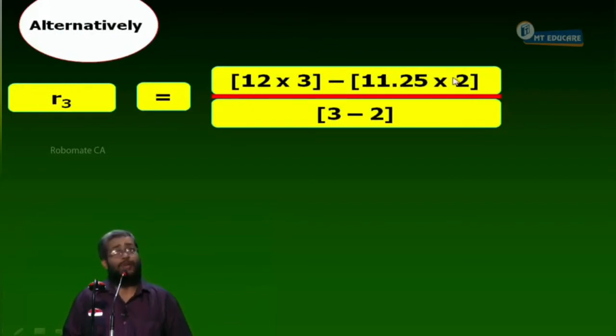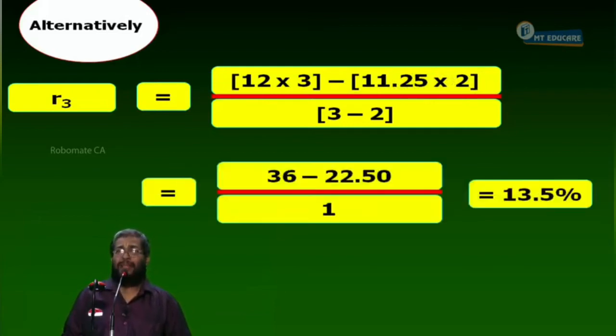If I invest in a 2-year bond, I earn 11.25% for 2 years, 22.5%. The third year I am earning a rate of how much percent? 13.5%. This method I call as what method? Bootstrap method for calculating the forward rates. Yes or no? When can I use a bootstrap method?